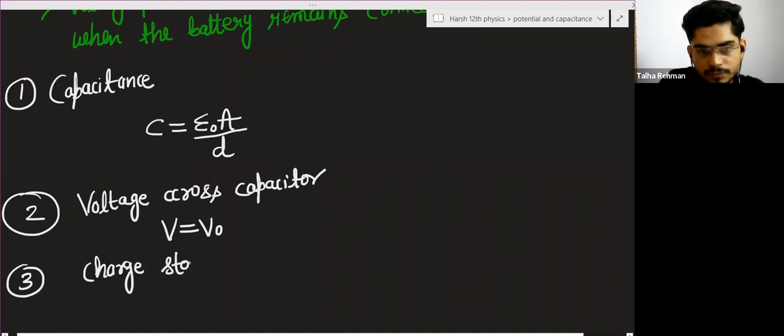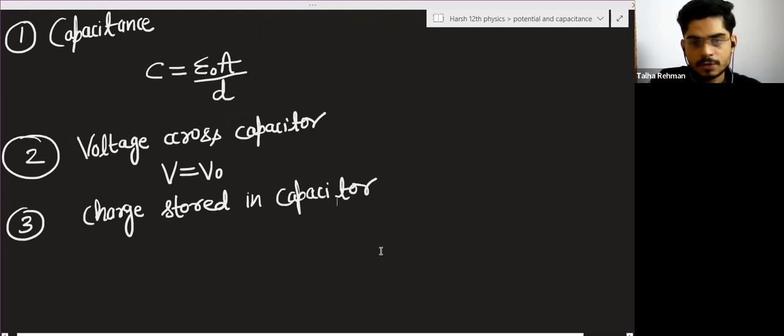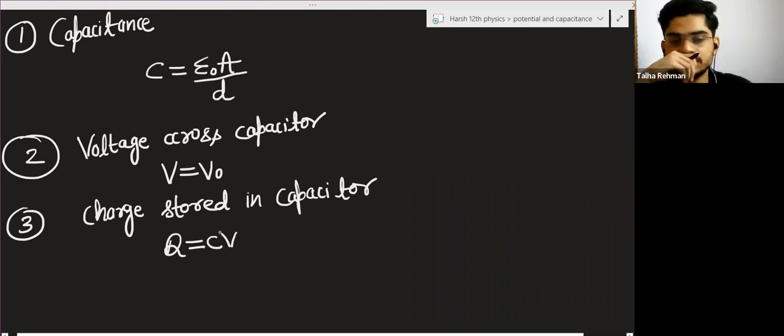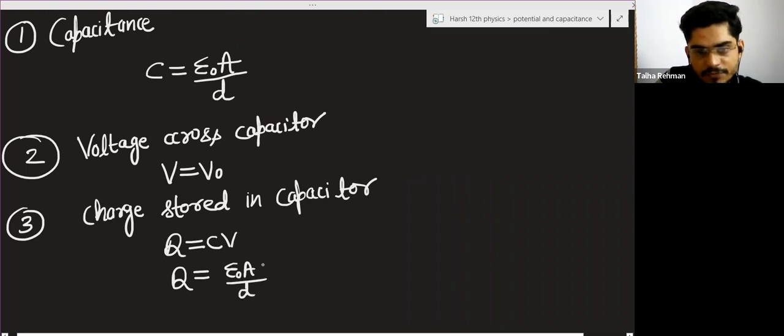Now third thing is charge stored in capacitor. So what will be the charge? We know that charge is equal to CV. Charge is equal to capacitance into voltage. And see here, charge Q, C is epsilon naught A divided by D, and V is V naught. This is the charge.